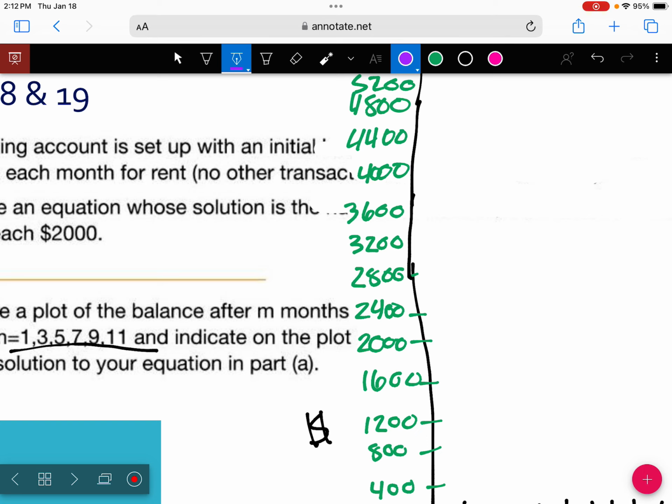So read through number 3 again, the top of it. Don't look at A. Checking account is set up with an initial balance of 4,800 and 400 is removed from the account each month for rent. Where are we starting? 4,800. Our initial amount.